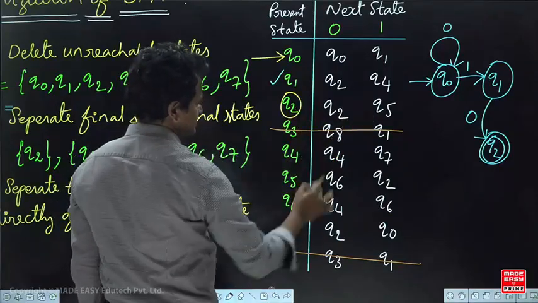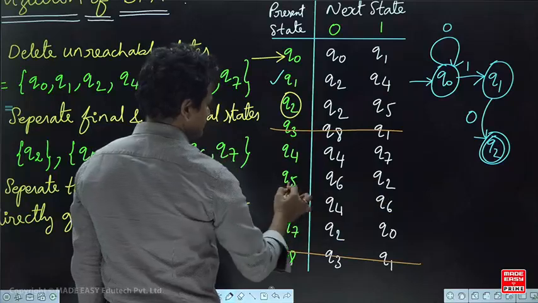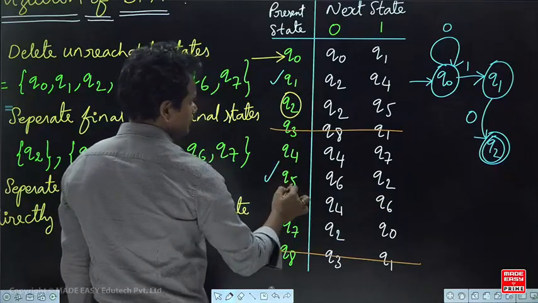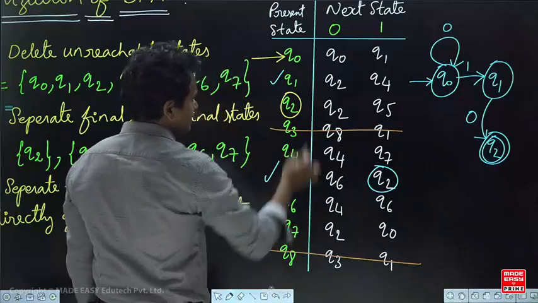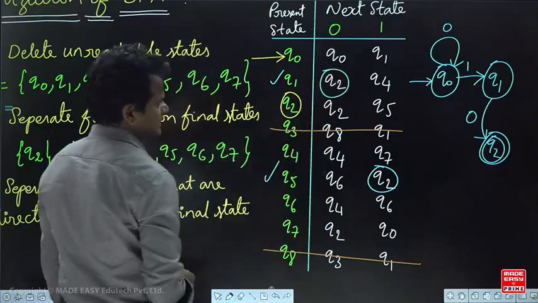Q2 is already a separate final state. If you say Q5, look at this one. In Q5 on input 1, it can go directly to Q2. Okay, Q1 on 0, it can go directly to Q2.